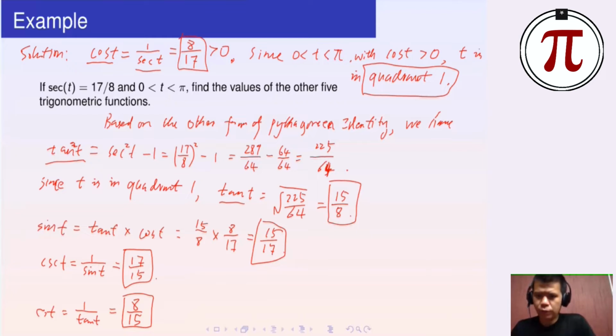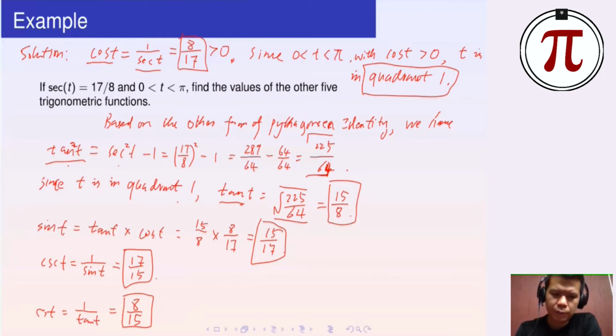Because it is in quadrant 1, right? Based on the alternative forms, tangent equals the square root of secant squared minus 1. Plug in 6 squared minus 1, equals this. Since t is in quadrant 1, tangent is positive. That's how we get this one: just take the square root, and you get it without the negative because it's positive.